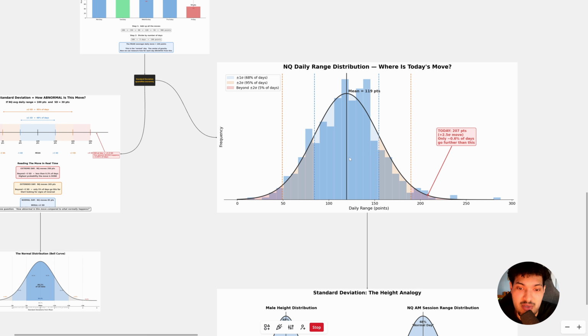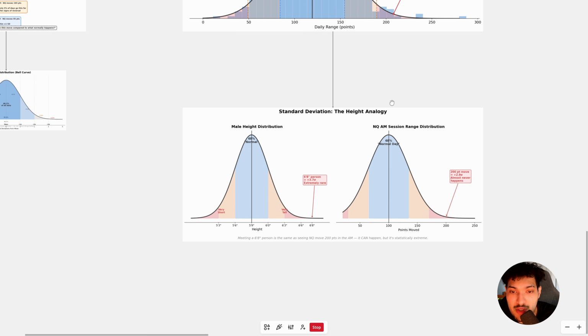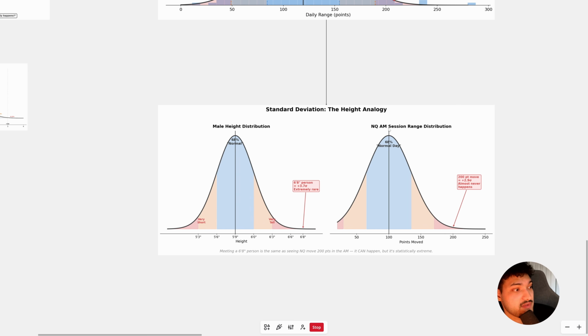Now I'm going to get into this a little bit later. It's called kurtosis, but for the most part, this is basically what it is. I want to continue the video by really showing you guys an analogy on standard deviation. We're going to make this super simple with an analogy, right?